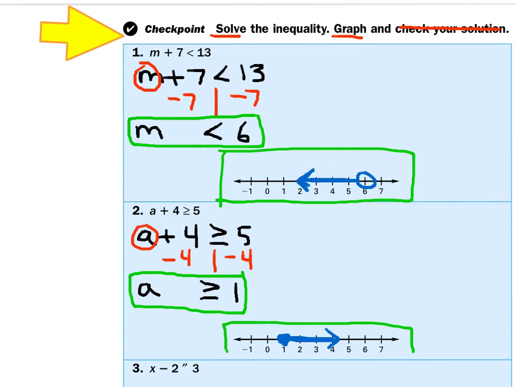So now, I take a look at my symbol here. See that little part of the equal sign? A could equal 1. That means it could touch 1. So put that solid closed dot right at 1, and then look at how this is pointing. It's telling you to shade to the right. So shade everything to the right and draw that blue arrow. And if the variable is written first, remember, this arrow should match this arrow.